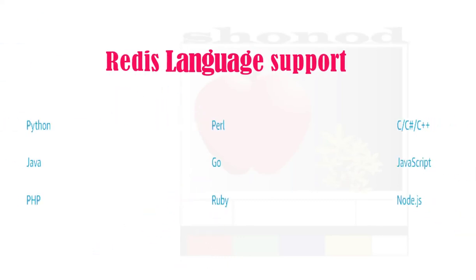So what are the programming languages we can use with Redis? As we said earlier, Python, Perl, C, C#, C++, Java, Go, JavaScript, PHP, Ruby, Node.js, all these languages can be used to access Redis.